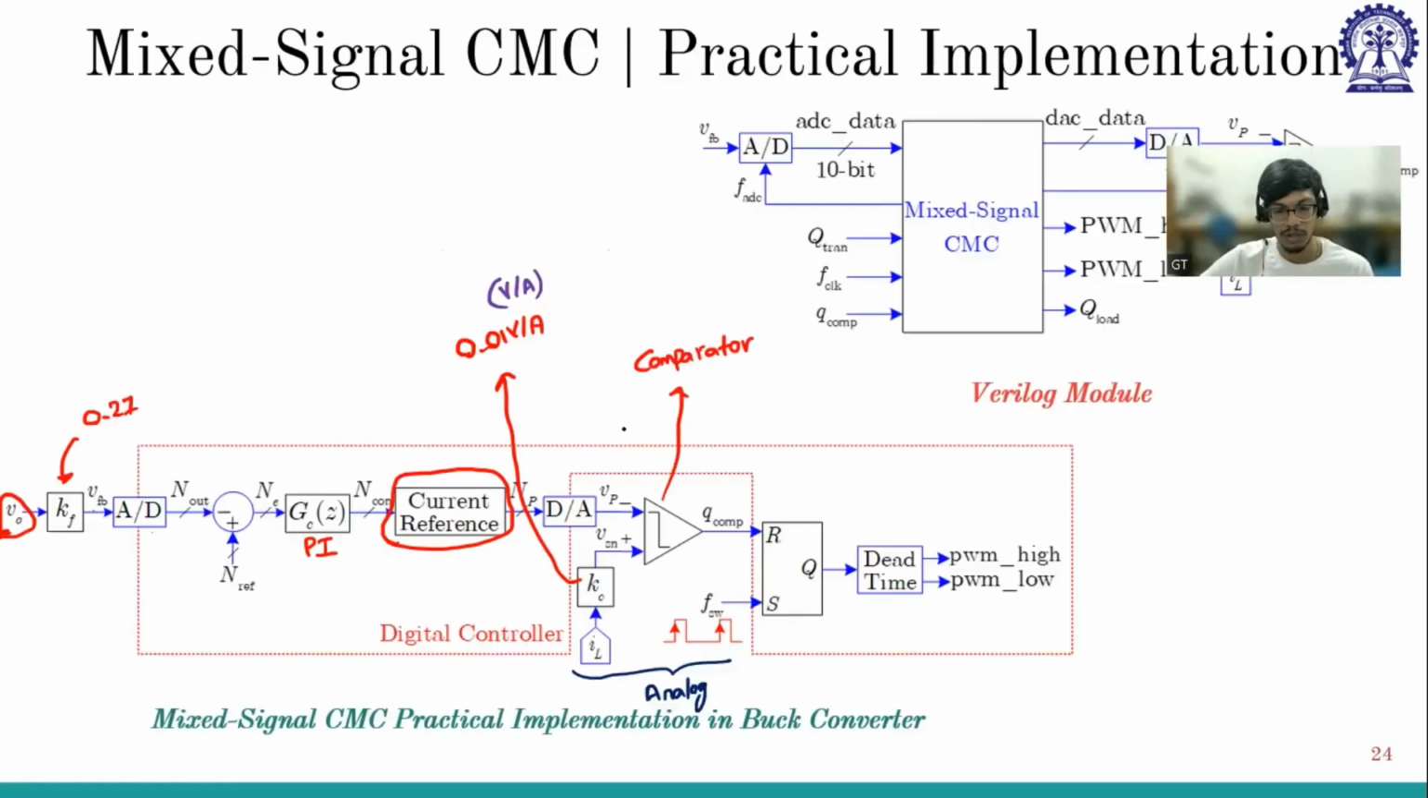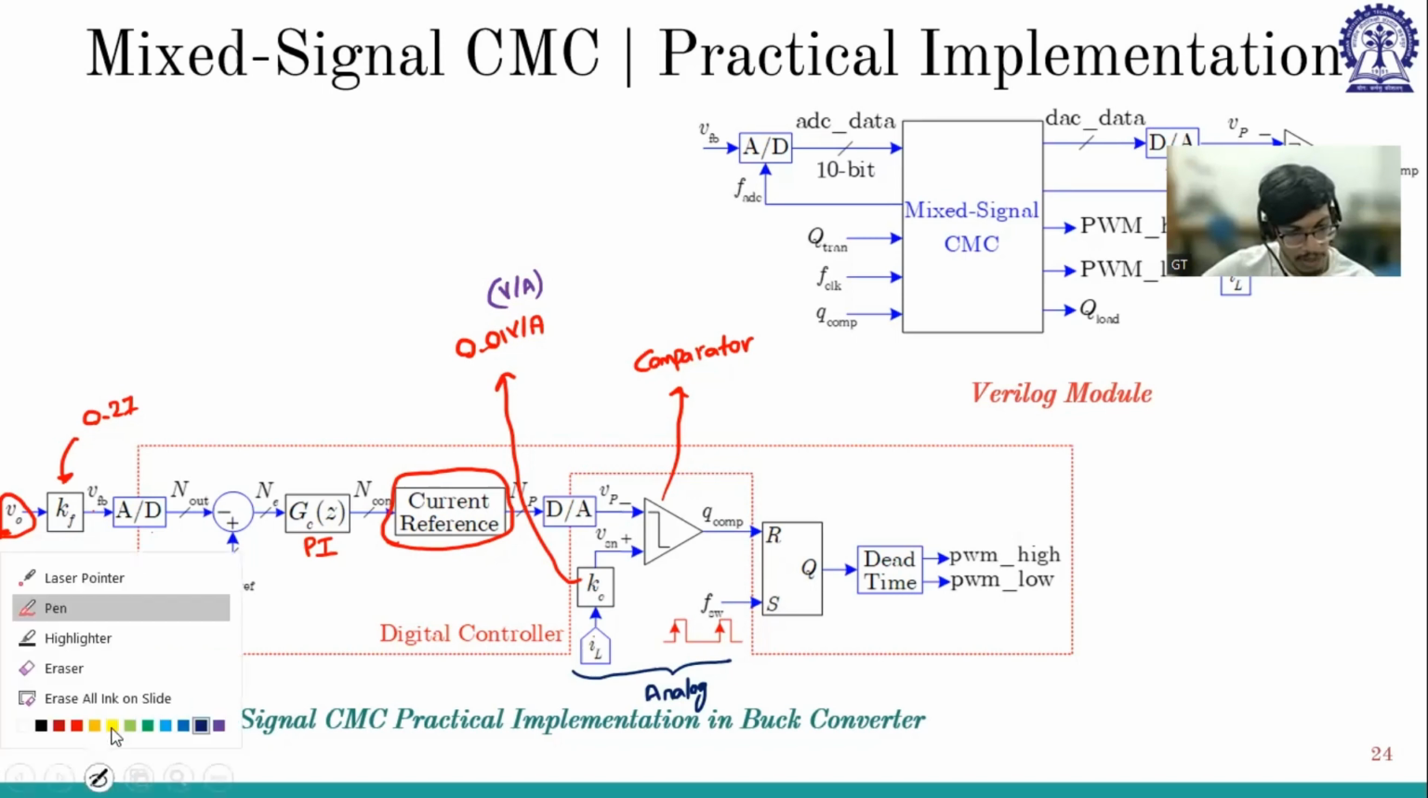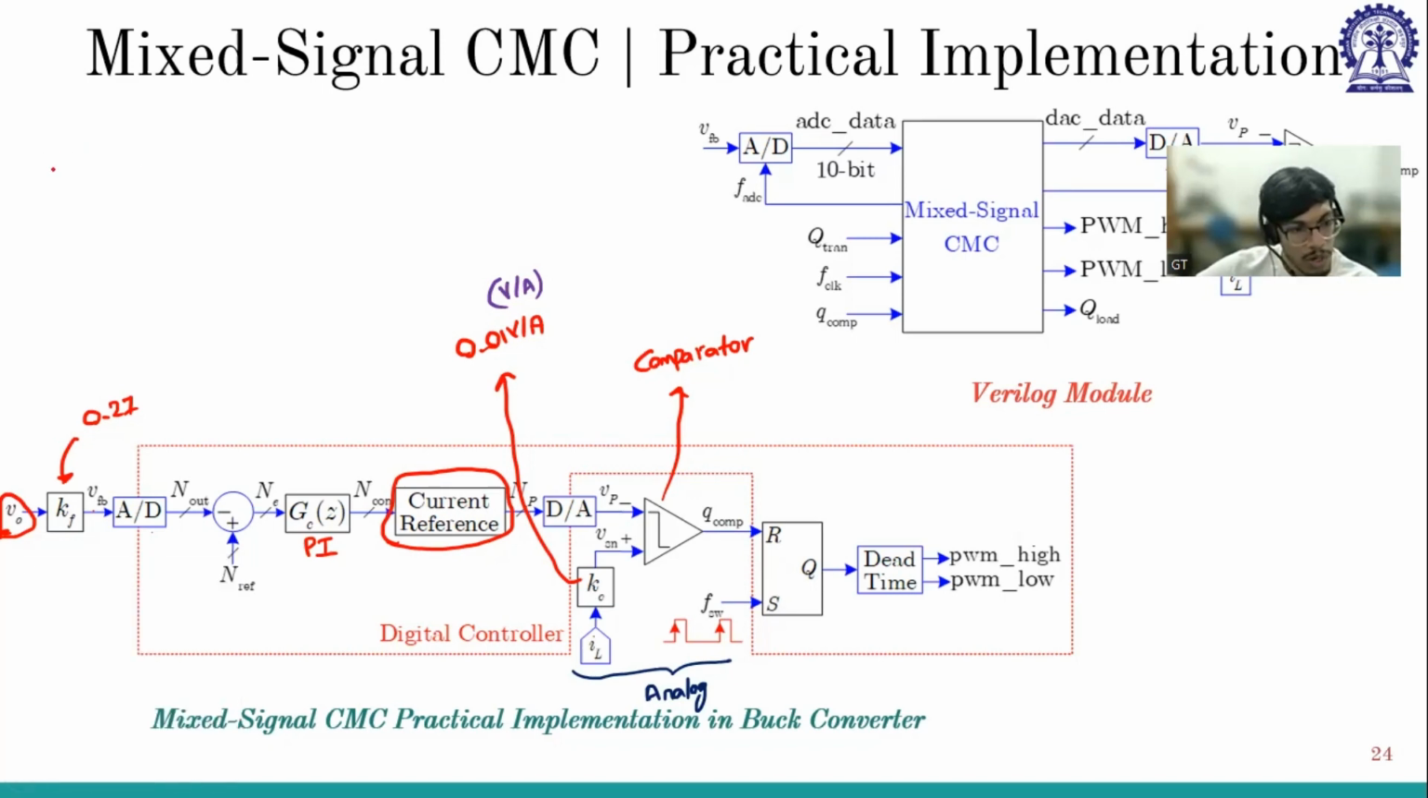Sir, why is the DAC taken to be of higher resolution than the ADC here? Yeah, that is a good question, thanks for pointing out. In voltage mode control, we say the DPWM resolution should be more than or equal to the ADC resolution, and here in current mode control, the DAC resolution should be more than the ADC resolution.